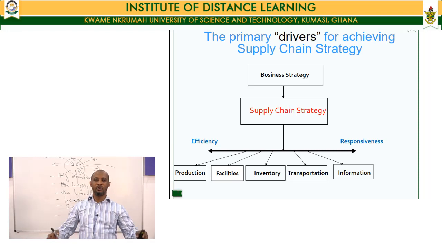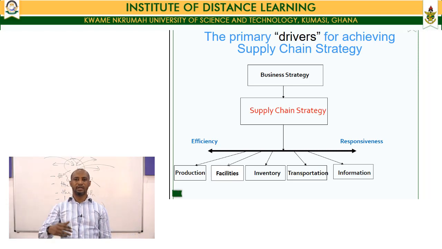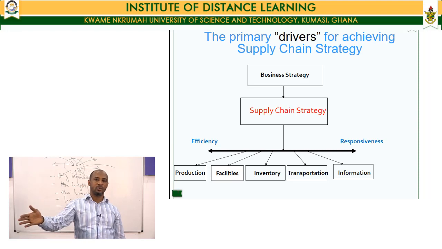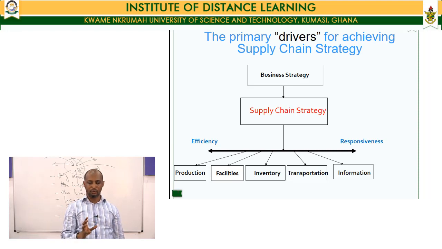That will flow from the business strategy. So the kind of business strategy you have will flow into your supply chain strategy. The supply chain strategy will emphasize either efficiency or responsiveness. And each of these comes into play. If you are emphasizing responsiveness, production must be swift. Facilities must be up and doing and must be close to the customer.